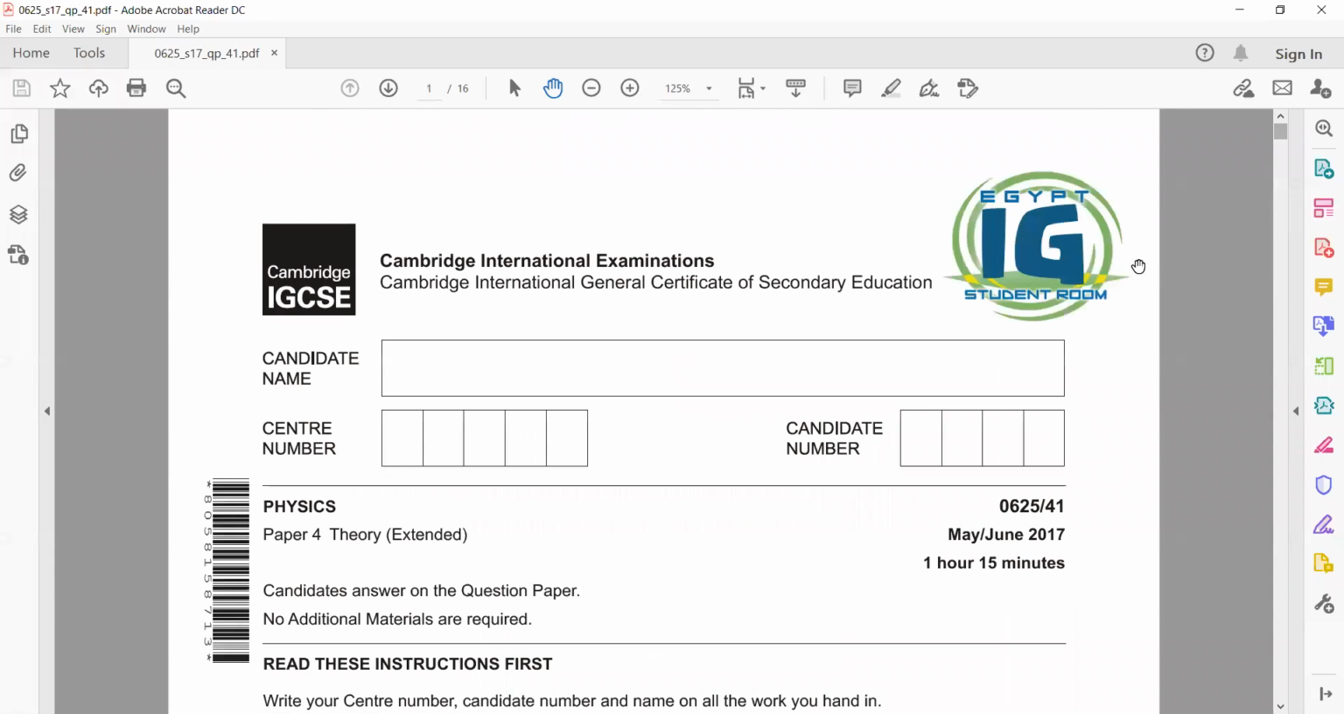So this was May June 2017, paper 4 variant 1.